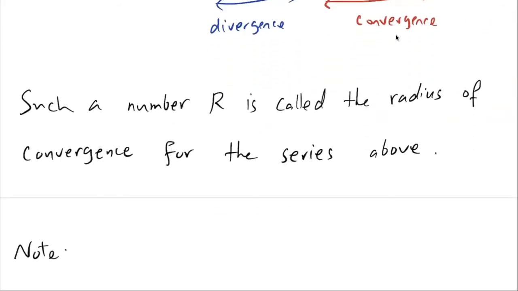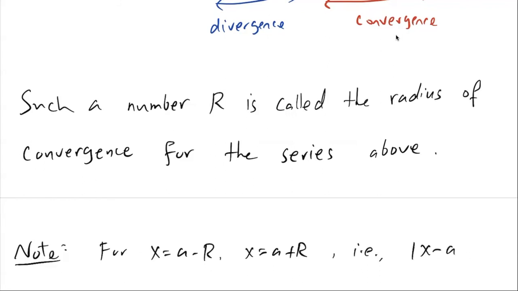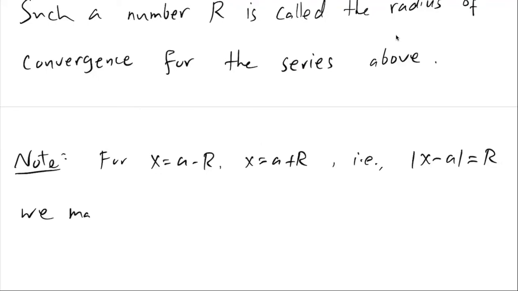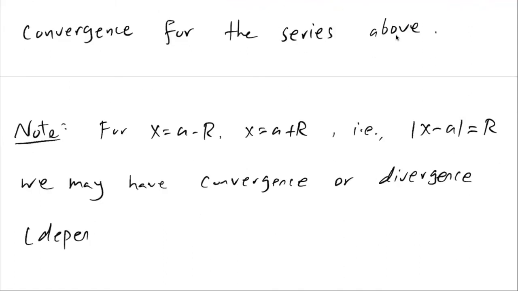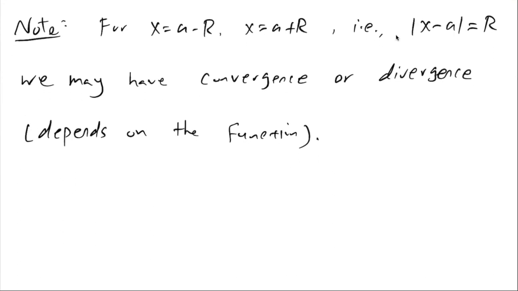And note that on the border points, which means for x equals a minus R and x equals a plus R, meaning that for absolute value of x minus a equals R, we may have convergence or divergence. And that depends on the example, depends on the function. So, and now the question is, how do we determine the radius of convergence? To determine the radius of convergence, you can use the tests that you learned in Math 114, such as the ratio test or root test. You can use those tests to determine the radius of convergence.